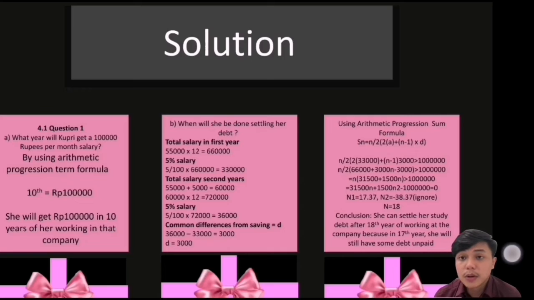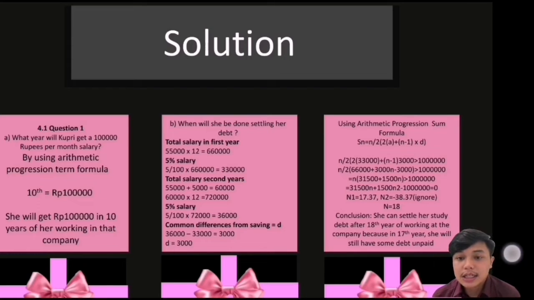As we know, Kupri will save 5% of her salary per year, so we need to multiply 660,000 with 5 over 100, and then we can get 33,000. For the second step, we need to find the saving for the second year.